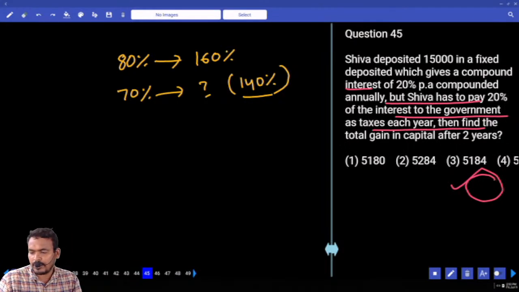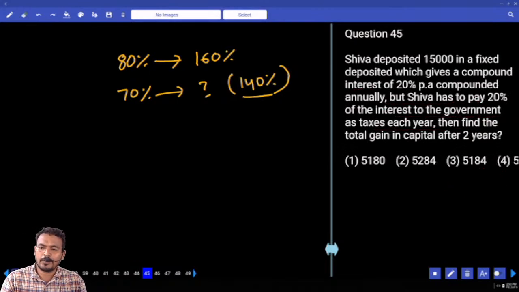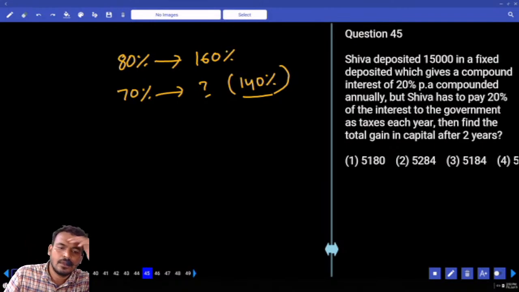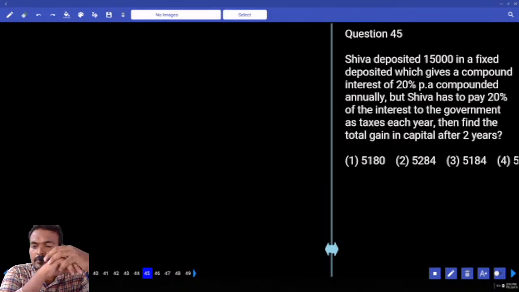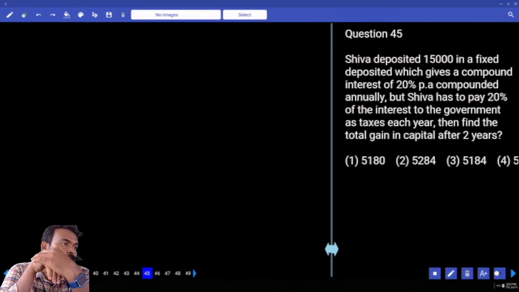Next question number 45. Siva deposited 15,000 in a fixed deposit which gives a compound interest of 20% per annum compounded annually. But Siva has to pay 20% of the interest to the government as taxes each year. Find the total gain in the capital after 2 years. Every year how much percent interest is he getting? 20%. In that, how much percent tax is paid? 20%.